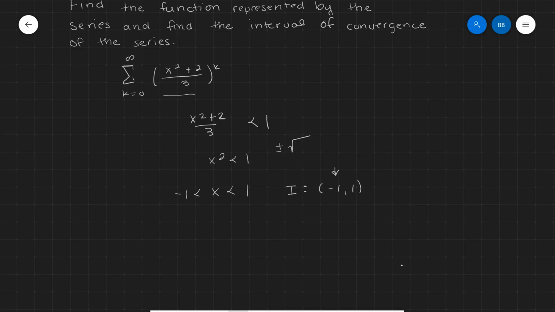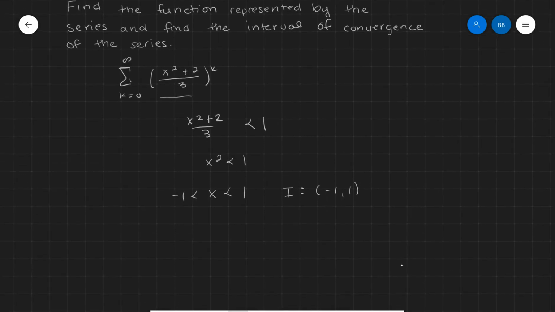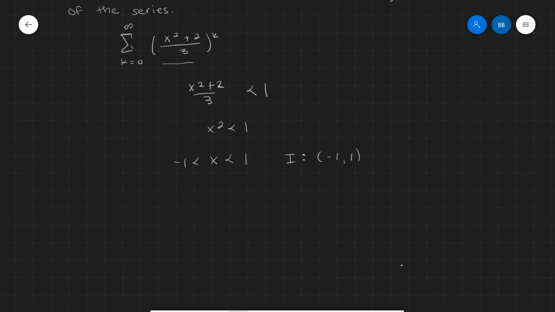We do need to double check that our endpoints are either included in the interval or not included in the interval, and to do that we'll plug the endpoints back into the original summation and see whether or not that summation converges. So our endpoints are negative 1 and 1, but we're squaring them when we put them into our summation, so we can just check 1, because no matter what we'll get the same result.